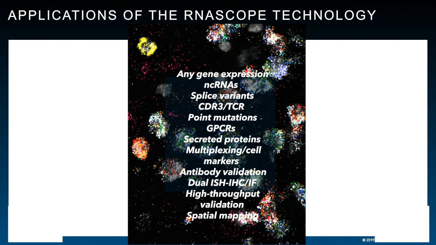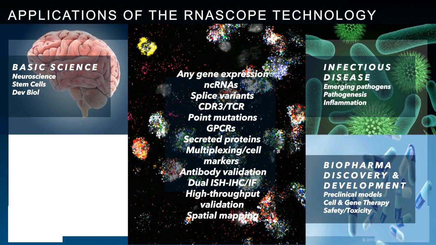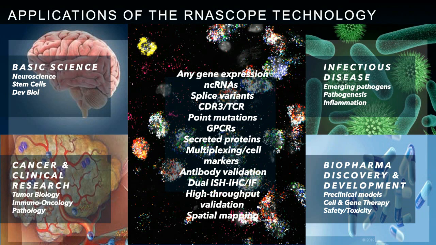Finally, it has been extensively used as a validation tool for single-cell RNA sequencing to map these genes with tissue morphology and spatial context. And because of this, it has been widely applied in different research areas, including basic science research, infectious disease research, biopharma discovery and development, and cancer and clinical research. For the purpose of today's presentation, I will be giving you a couple of examples of how this technology has been successfully used in some of the cell and gene therapy strategies.